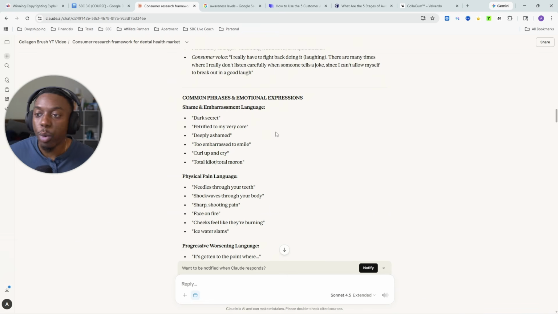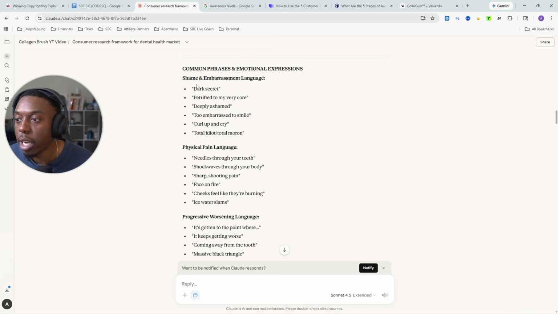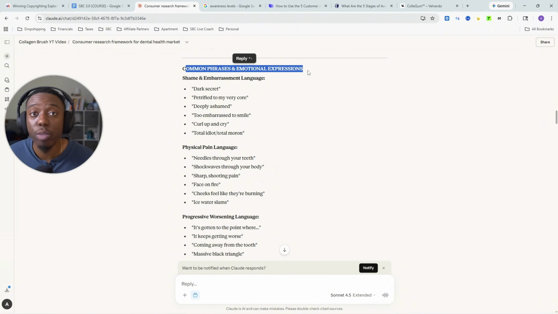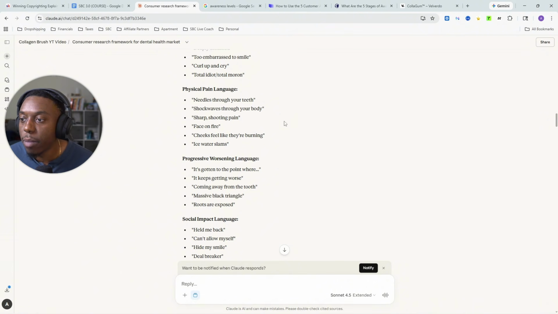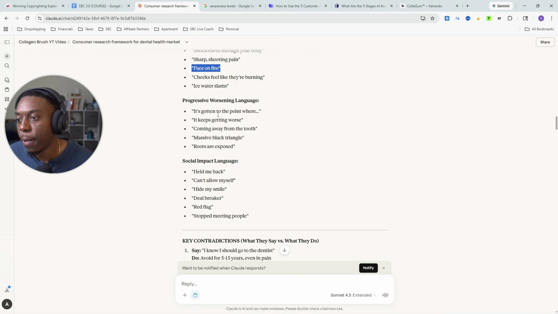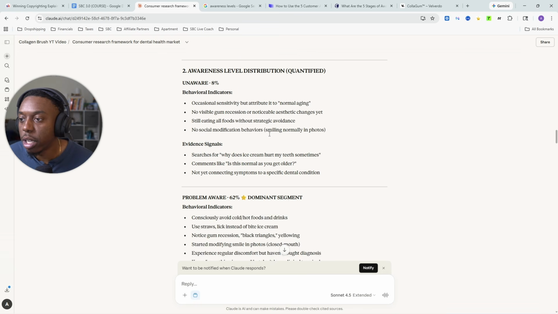So not only are we going to understand some of the characteristics, we're going to also understand the language, right? Common phrases and emotional expressions. We're going to write long form copy from the point of view of someone that is going through this problem. So to do that, we had to curate a ton of information from Facebook comments, Facebook groups, YouTube comments, Reddit forums, Quora forums, and these are the exact pieces of information pulled from those forums. Dark secret, petrified to my very core, deeply ashamed. This is the emotion. This is the language. Needles through my teeth, shockwaves through my body, sharp shooting pain, face on fire, right? So this is some really, really good information.